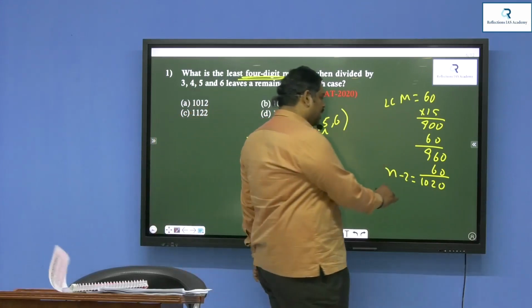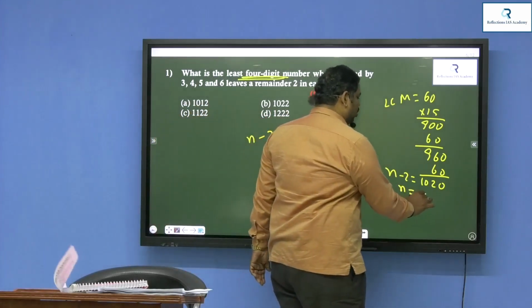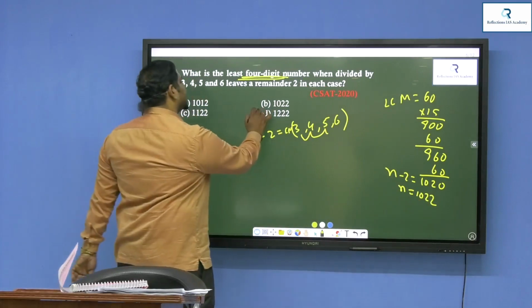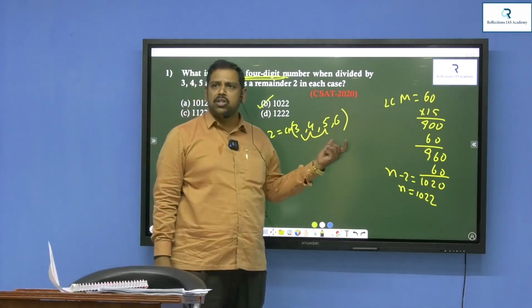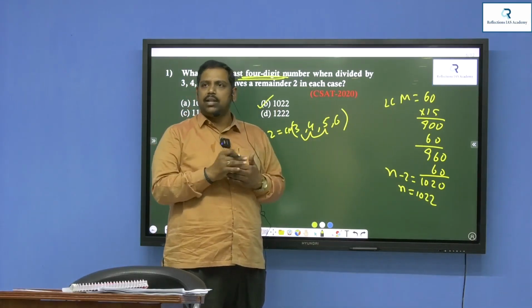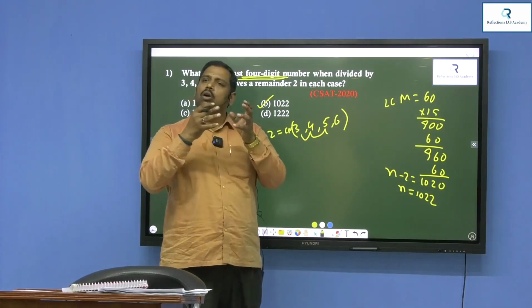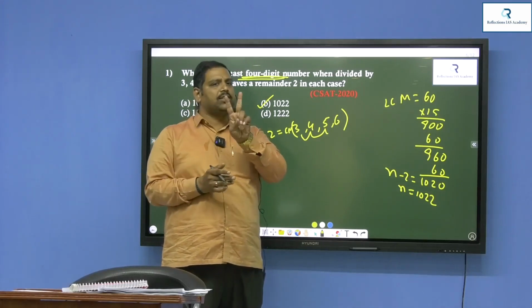This is a multiple of the LCM, so I can take this. Okay, then what happens here? n will be how much? 1022. So what is the option? B is the answer. Do you understand this procedure? Here, wait. So we should always think of 2 points, always remember that.